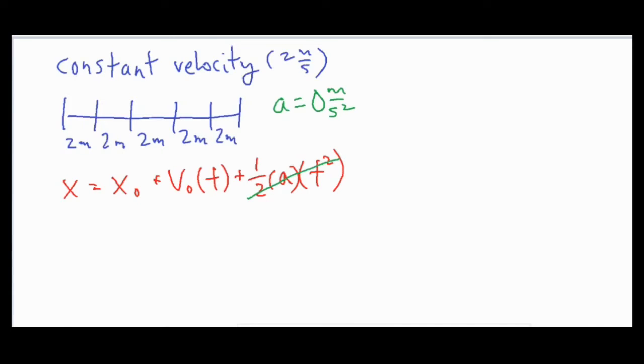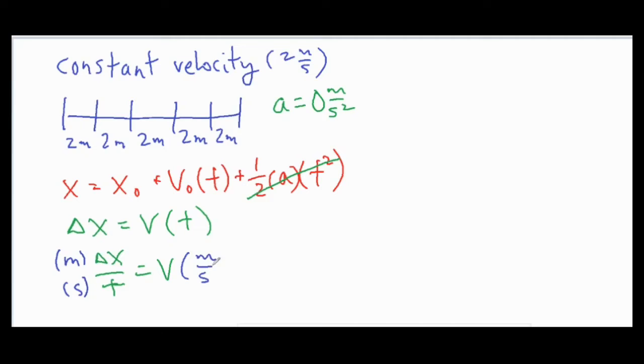Now, since acceleration is 0, we don't need this entire part because it's going to go down to 0. And if you subtract the final position minus the initial position, that just gives us delta x. So we'll say delta x equals v naught, which means initial velocity, but if the velocity isn't changing, you could just say it's v for velocity. So delta x equals v times t, or oftentimes it's written as delta x over t equals v. And all of those things we mentioned earlier: displacement, which could be positive or negative, time, which is always positive, and velocity, which is in meters per second.